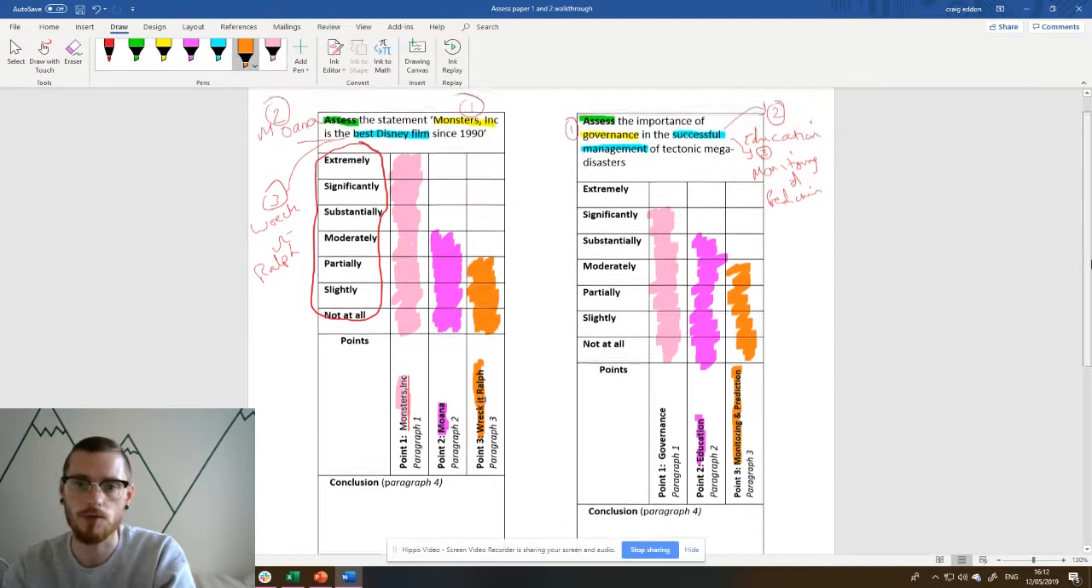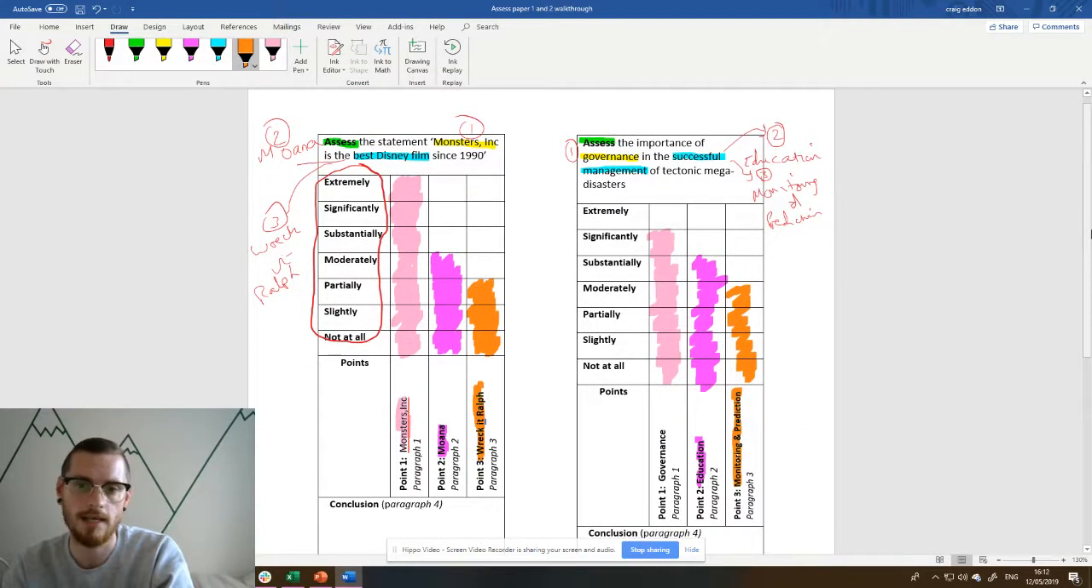The most important, I'm going to use the language of the question. I'm going to use that key geographical phrase. I'm going to think about the fact that I've made judgments. I've been weighing them up as I've gone along. And I'm going to say the most important point is governance in terms of importance in successfully managing tectonic mega disasters, because it limits impacts, especially if building regulations have been adhered to. I don't know, something along those lines.